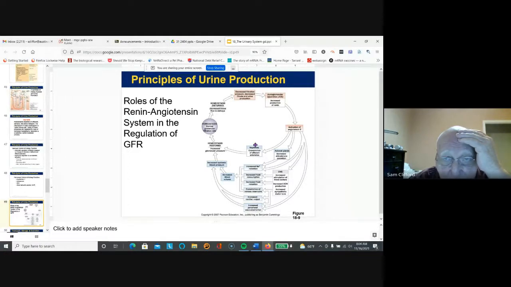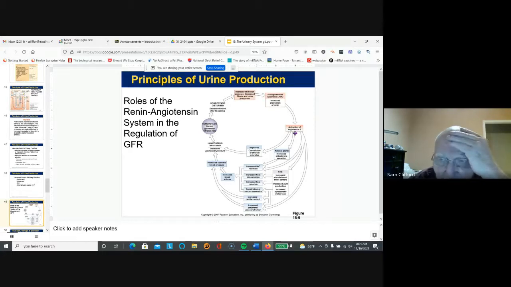So here's a diagram of what happens if there's a decrease in blood flow to the kidneys. So you're going to have decreased pressure, decreased formation of filtrate. The juxtaglomerular apparatus is going to release renin, which is converted into angiotensin 2, and that is going to do multiple things.